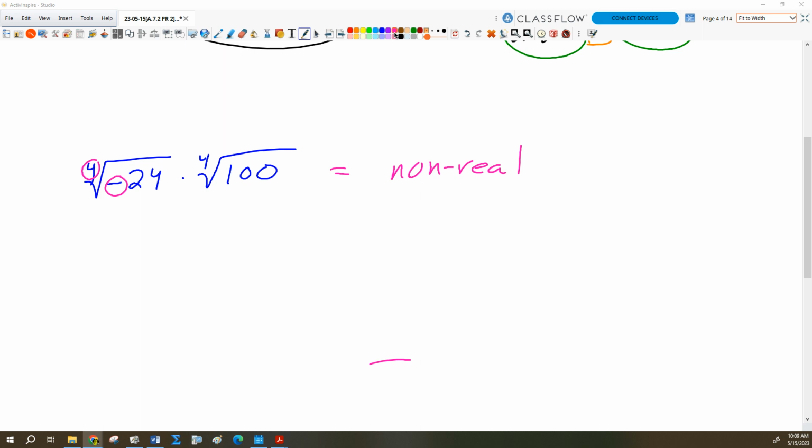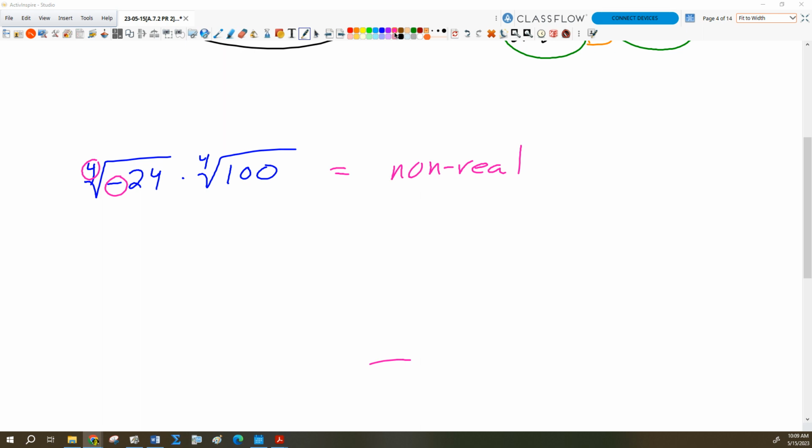Okay. Now, just a quick question: what if I had the 4th root of negative 24 times the 4th root of 100? Anybody see a problem up there? There you go. Look at that. I have an even root of a negative number, so the answer is non-real, right? You'd have a choice in your answers.